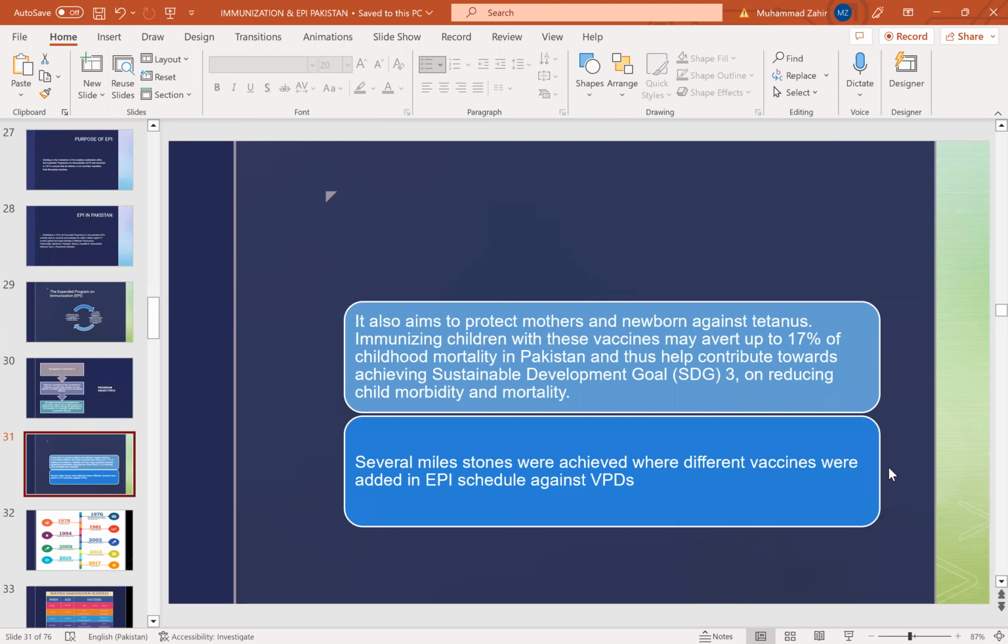It also aims to protect mothers and newborns against tetanus. Immunizing children with these vaccinations may avert up to 17% of childhood mortality in Pakistan and thus help contribute towards achieving SDG 3 on reducing child morbidity and mortality.